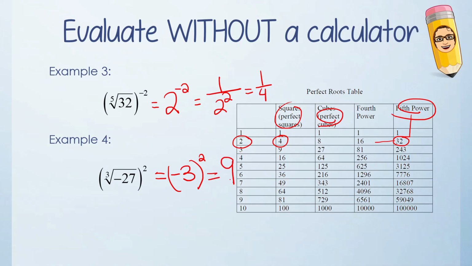So that perfect roots chart, if you get comfortable with it, definitely can be a little bit faster than using your calculator. It's kind of clunky on the calculator. And that is the end of this video. We are going to be practicing and working with this, changing between the exponent and radical notation quite a bit. We're going to get very comfortable with it throughout this unit.